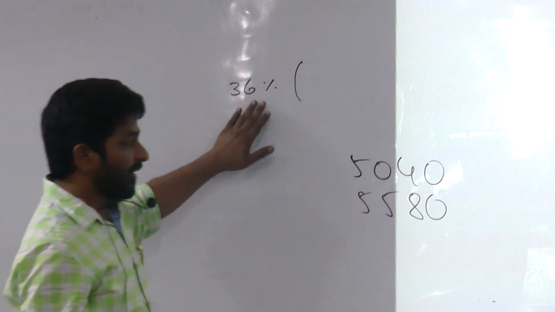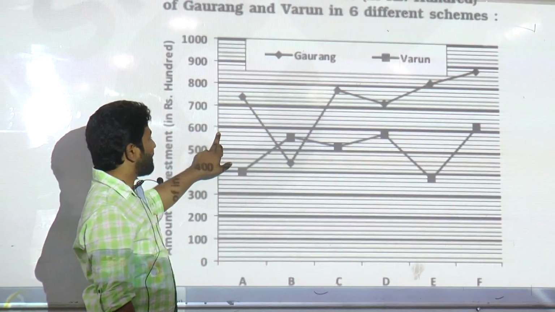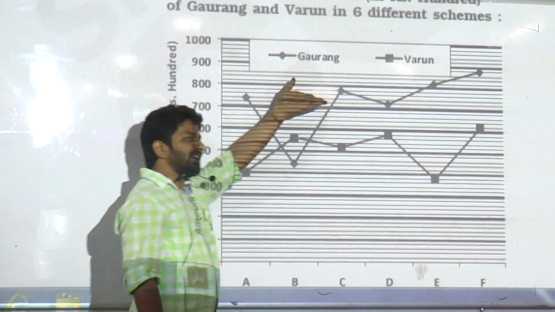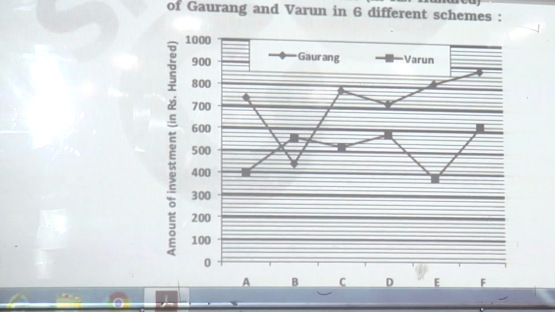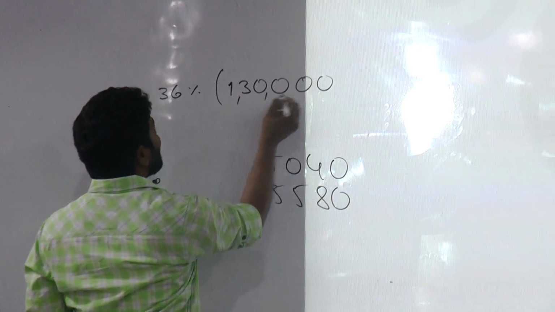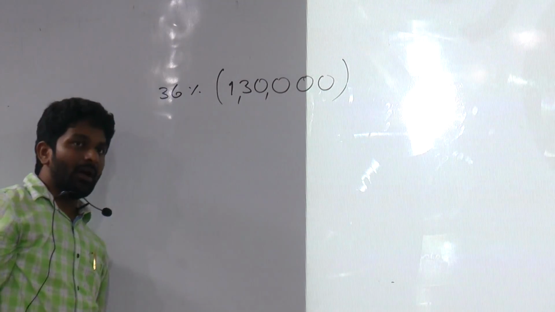Let's try this. You need to calculate 36% of the value invested in scheme D. Scheme D, how much is this? 580, and then this is 720. So 600 and then 700, 1300. 1300 hundreds, in the sense 1,36,000. And now you need to calculate 36%. How do you get 36%?